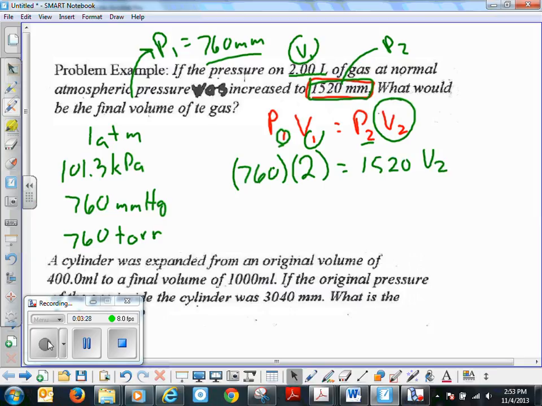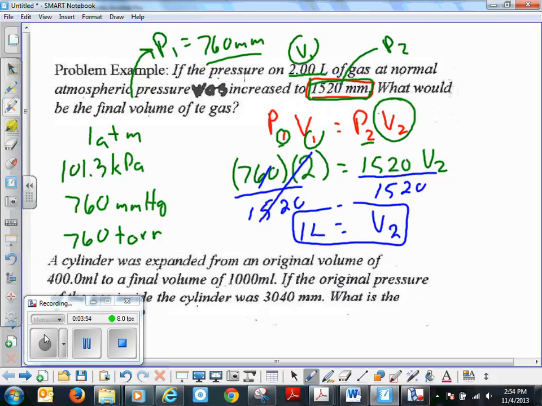So do you know how to solve for V2 now, algebraically? So here you just divide both sides by 1520, right? And it happens to be, I think, that 760 times 2 is 1520. So it just turns out to 1 liter. So this is canceled out. So V2 then equals 1 liter. And that's when you want to make sure you have the label on every final answer, so I know you're doing it correctly. Okay, let's try another one.